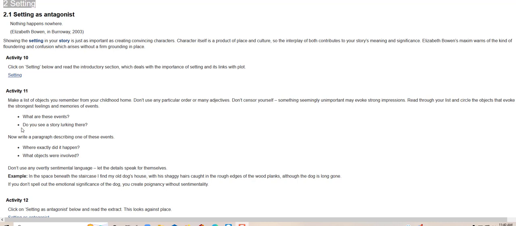Do you see a story building there? In other words, when you look at the object, do you feel a story coming on? And when you do feel the story coming on, write it down in your reading response journal.